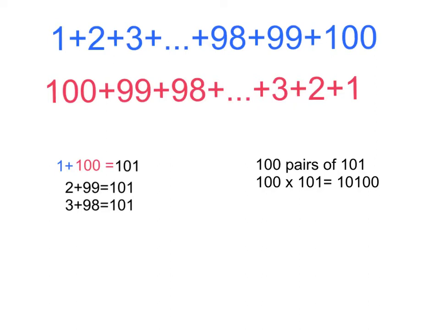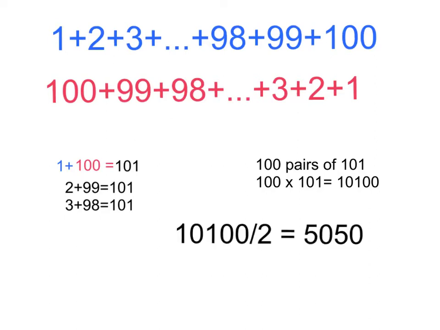So we multiply 100 times 101. Okay, that's 10,100. Right. Then we have to divide that by 2, because we have 2 sequences when we were only asked to find 1. Oh, wow. And then you get 5,050. That's impressive. I'm impressed. Nice job, Gauss.